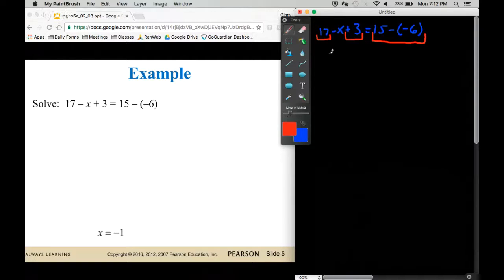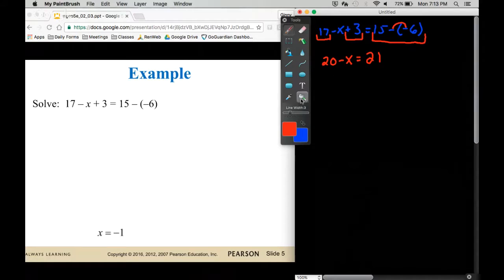All right, so you have 17 plus 3, which is going to be 20, minus x, equals, and you have 15 minus a negative 6, which is the same thing as saying 15 plus 6, because this negative will apply through and turn the minus a negative 6 into a plus 6. Okay, so that is going to be 21.